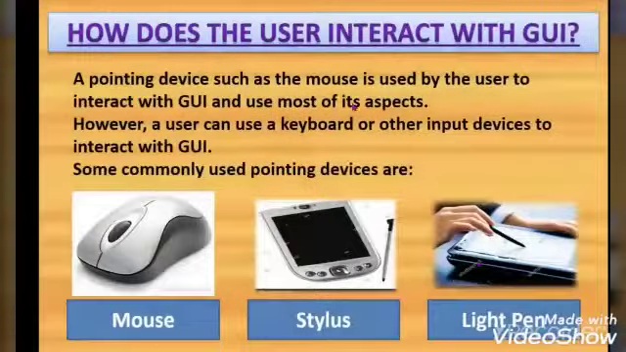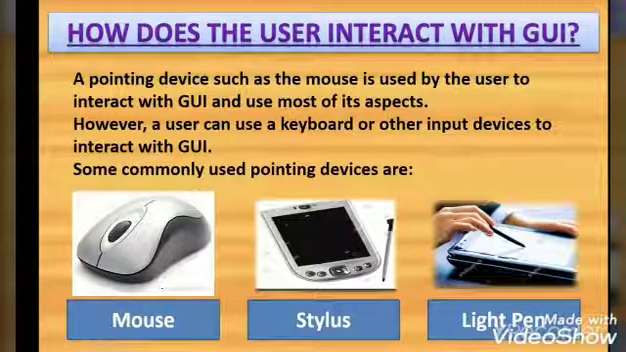Now the next one is how we operate GUI devices. We should have a mouse, a stylus and a light pen. The mouse is operated by clicking on the buttons of right click and left click. Then we use a stylus to select a particular area on our computer or laptop screens.